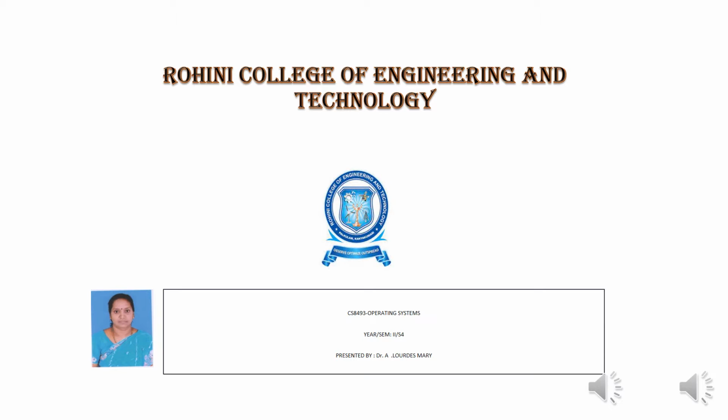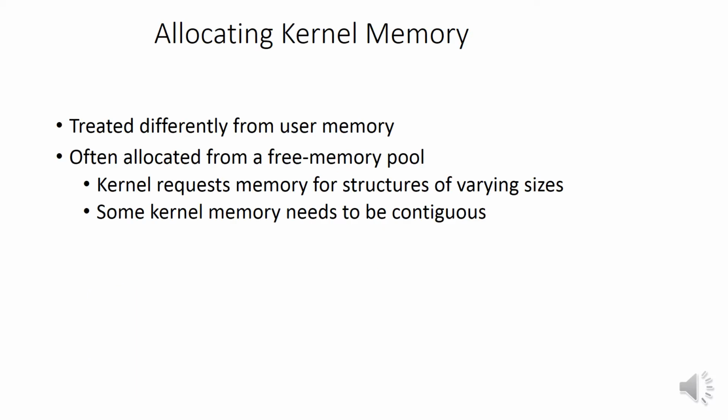The topic I am going to cover is allocating kernel memory, how to allocate the kernel memory in an operating system. The outline of my presentation: kernel memory is treated differently from user memory. Kernel memory is often allocated from a free memory pool. The kernel requests memory for structures of varying sizes. The kernel is the heart of the Linux operating system, or any operating system.